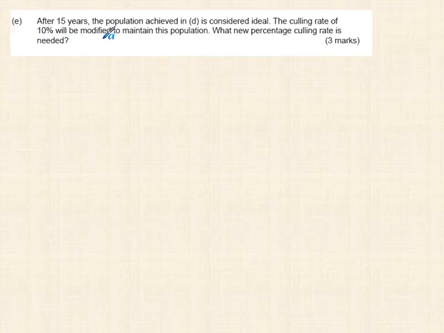After 15 years, the population achieved in D is considered ideal. The culling rate of 10% will be modified to maintain this population. What new percentage culling rate is needed? We know if we do nothing, it's 1.292, 29.2% growth. So put that equal to 1 to maintain 100%.